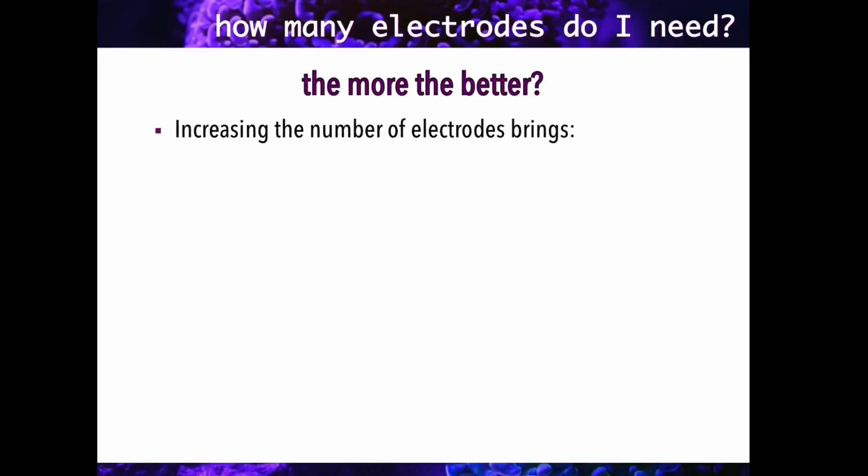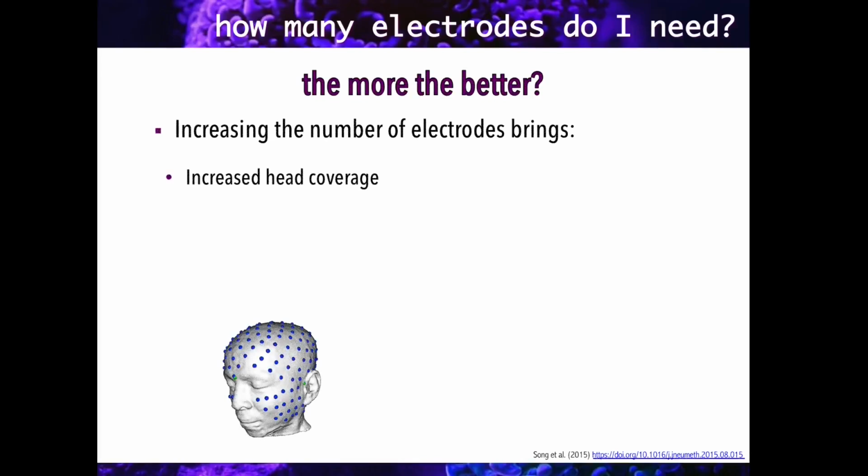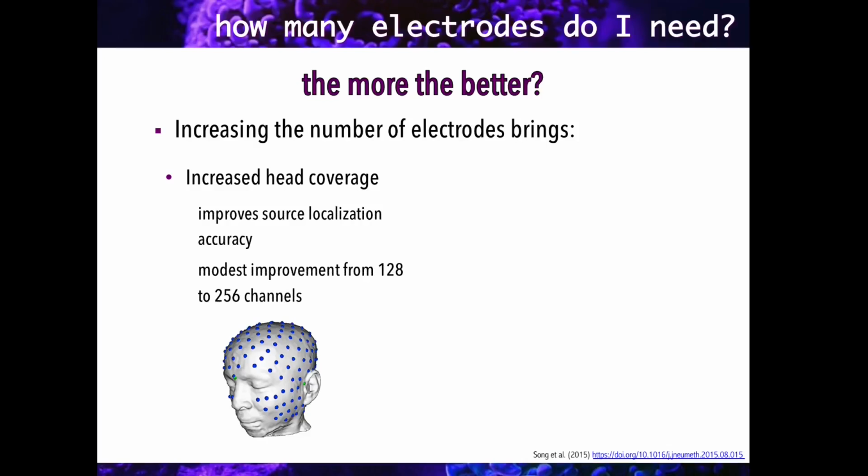When deciding how many electrodes to employ in your experiment, the notion that the more the better may not always apply. You should keep in mind that increasing the number of electrodes brings good but also not so good things. On the one hand, more electrodes mean increased head coverage, which improves substantially the accuracy of algorithms of source localization. However, even for this case, the improvement obtained when using 256 channels compared to 128 is only modest, which is an important issue as you are doubling the number of sensors.